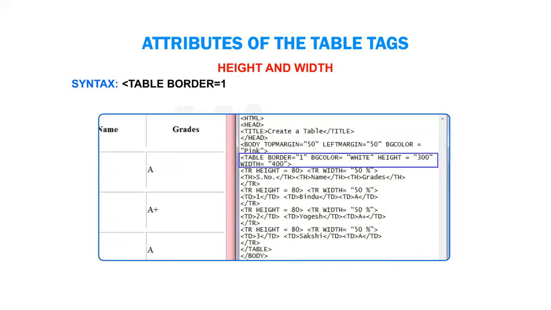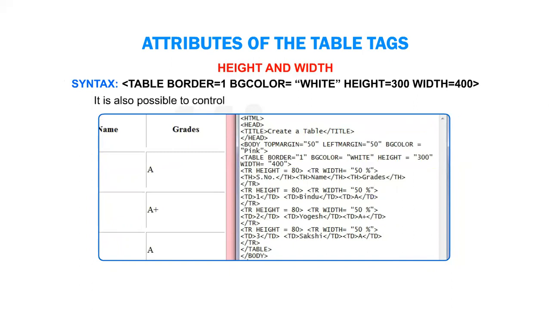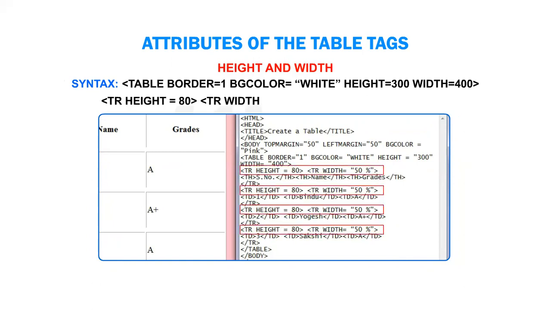Syntax: <table border="1" bgcolor="white" height="300" width="400">. It is also possible to control the dimensions of individual table cells or rows. <tr height="80" width="50%">.